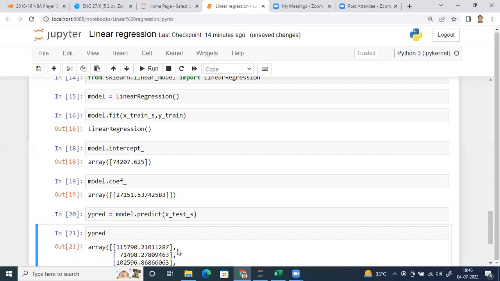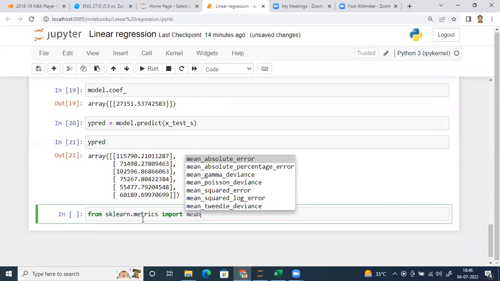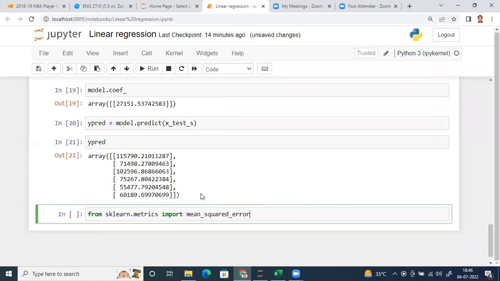Now let me check the metrics as well. So from sklearn.metrics, import, suppose I'm importing mean_squared_error. I'm also importing r2_score. I think I've used this R2 score or not earlier.